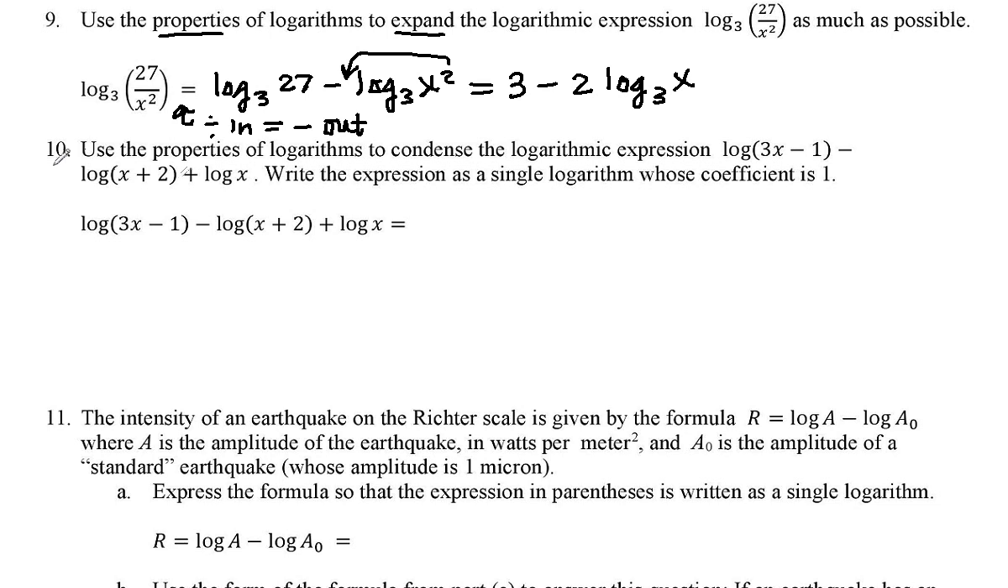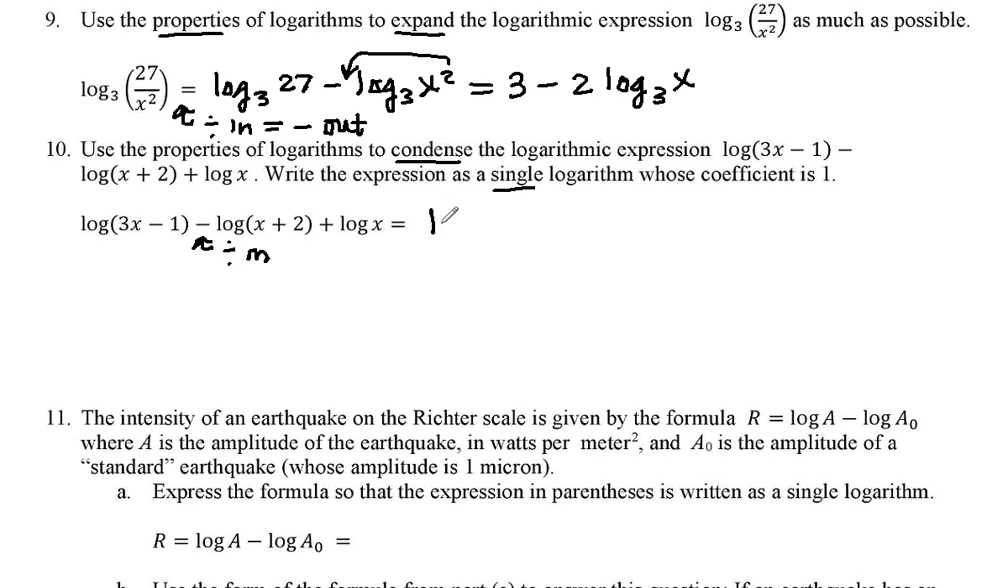And in problem 10, we're going the other way. So we want to use properties to condense. So now we want to put things back together. The expression is log of 3x minus 1 minus log of x plus 2 plus log x. And we want to write it as a single log, condense it to a single log. So we're going to work left to right because of order of operations. So subtraction outside is division inside. So this minus is going to be division inside.